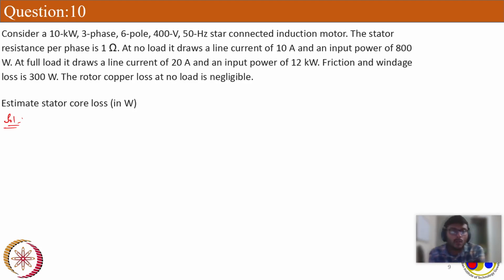Okay. So the question here reads: consider a 10 kilowatt, three phase, 6 pole, 400 volts, 50 hertz star connected induction motor. Now, what is that power, 10 kilowatt? Is it input power? Is it air gap power? Is it gross mechanical power? Is it net mechanical power at the output? What power is this?